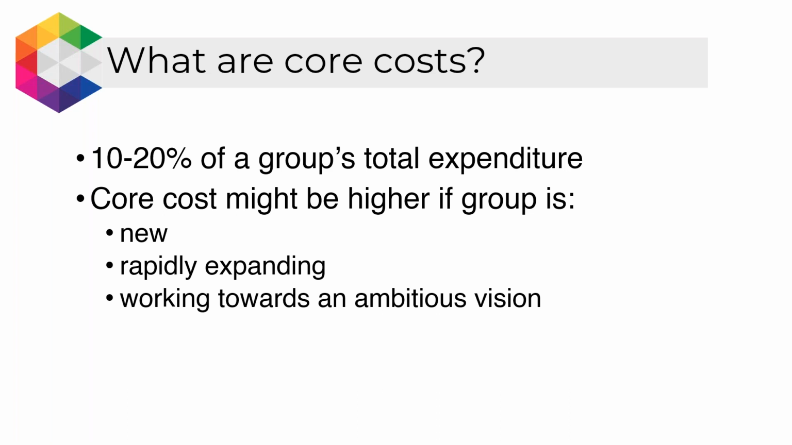In general, 10 to 20% of a group's total expenditure goes on core costs. That is for UK organisations. Interestingly, international development charities tend to operate at 30% plus. So actually in the UK, certainly within our sector, it's a little bit lower than overseas.